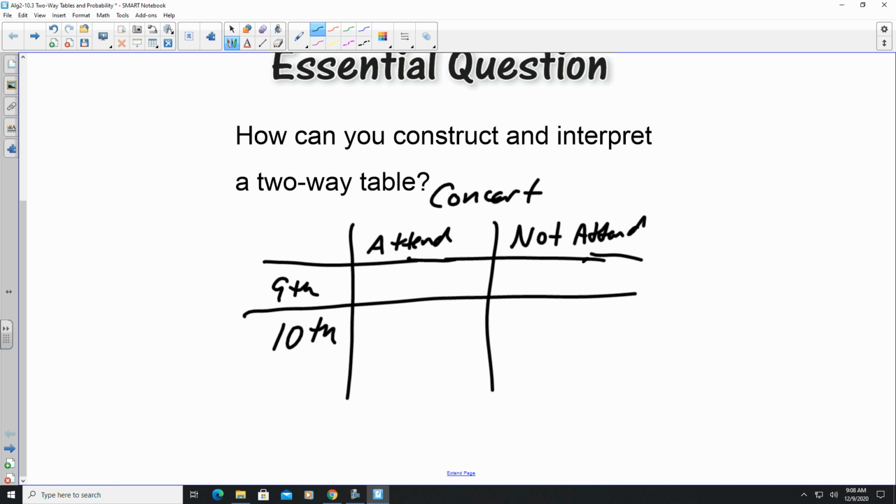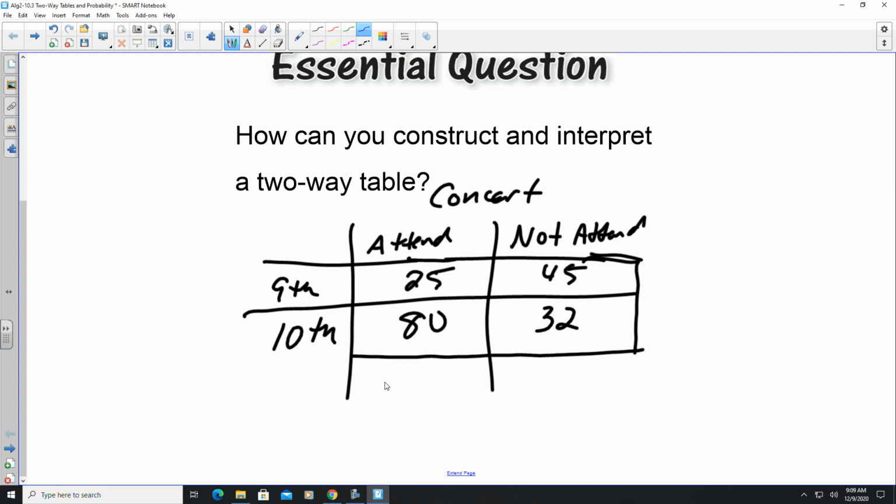So if we put some data in here, let's just say that 25 ninth graders attended, 80 10th graders attended, 45 ninth graders did not, and 32 10th graders did not. What we would have here is these numbers of 25, 45, 80, and 32. By definition, all of those values are called the joint frequency.